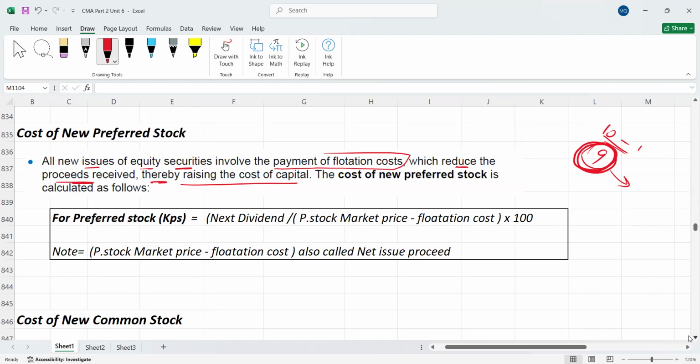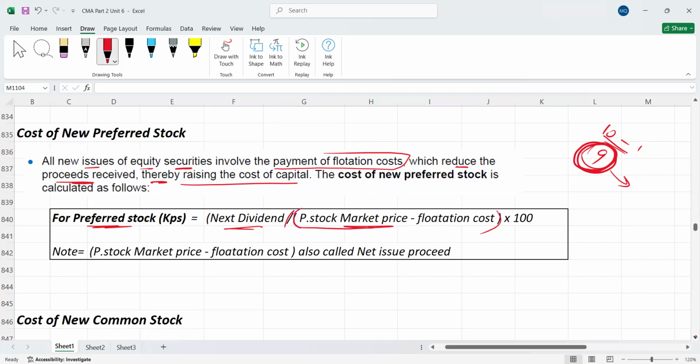Very simple formula. You have to just remember the formula. Please remember, for the preferred stock, never ever take the tax effect. Don't take it, because on the preferred stock we pay dividend, and dividend is not tax deductible. So how will you calculate the cost of the preferred stock? This formula you will use. For the cost of new preferred stock, you take the next dividend, which means whatever dividend you will pay, divided by the preferred stock market price minus flotation cost.